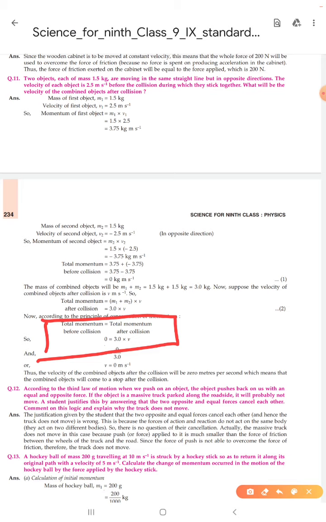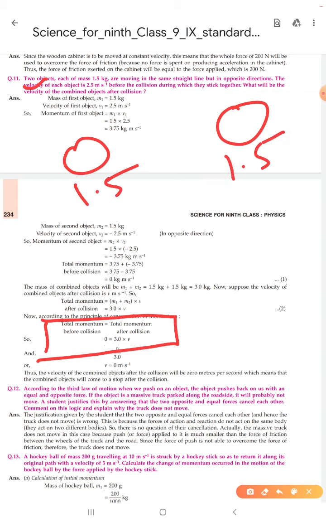Okay, now we can see here there are two objects. Each mass is 1.5 kg. They are moving in a straight line but in opposite direction. Suppose that one body is this one and one body is this one. This is 1.5 kg, this is also 1.5 kg. They both are moving in a straight line but in opposite direction. Suppose this object is moving like that and this object is moving like that.